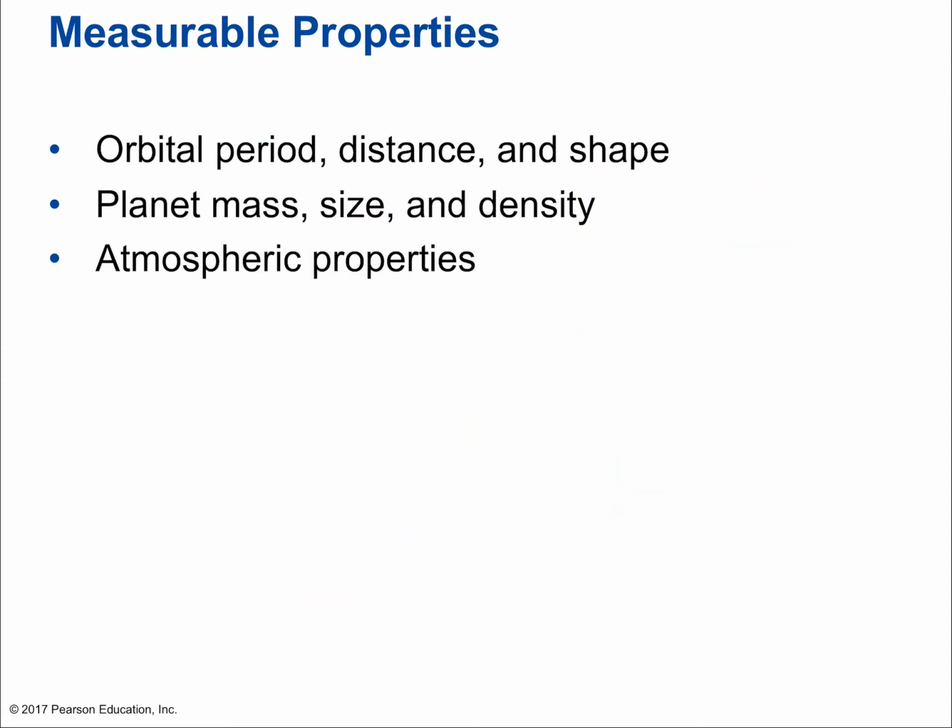Okay? All right? So what are the measurable properties? Well, it turns out through combinations of transit data and Doppler data and the laws of physics that we know, we can determine a lot of information about these planets. It's really remarkable. We can determine their orbital period, their distance, their shape of the orbit, that is, how eccentric it is. We can determine the planet's mass, its size and density, and even its atmospheric properties, as I mentioned, because we can compare the transit data with the eclipsing data.